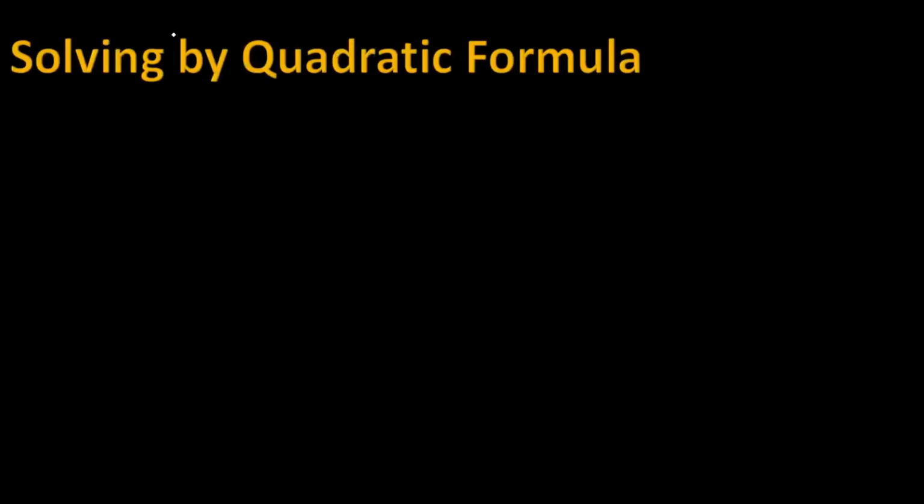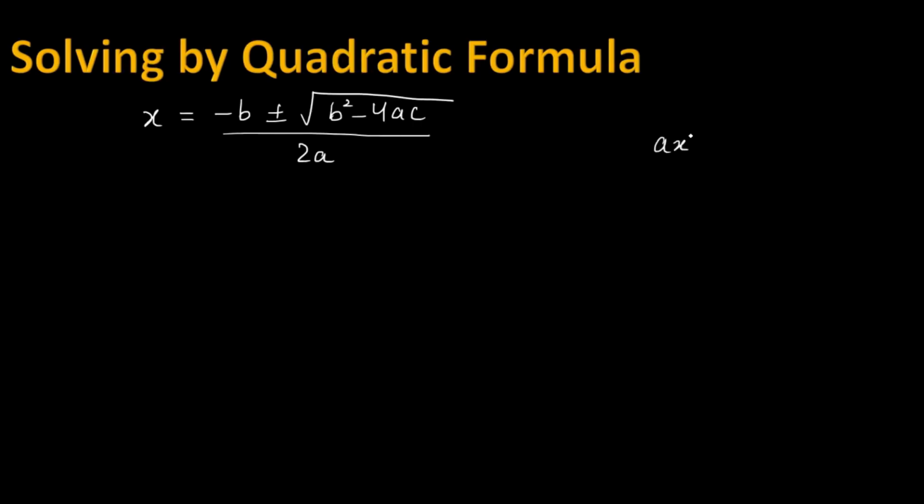Now the last and very important method is the quadratic formula. Now the quadratic formula, we should know, is x equals minus b plus minus the square root of b squared minus 4ac, upon 2a. Now this a, b and c we know are from the same quadratic equation, ax squared plus bx plus c equals 0.